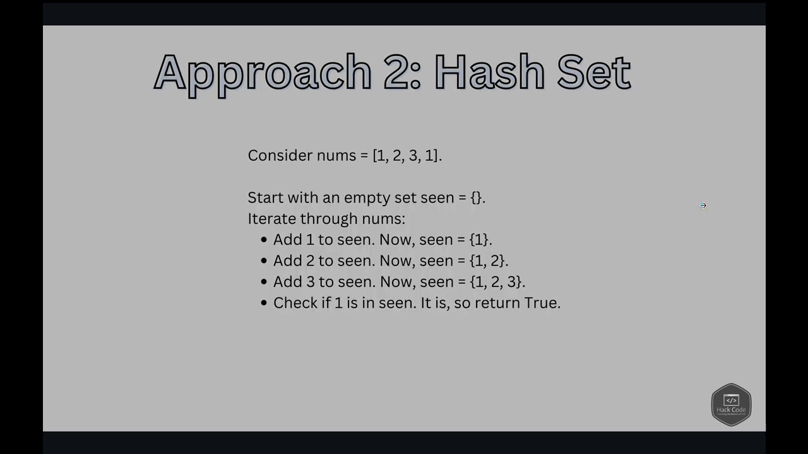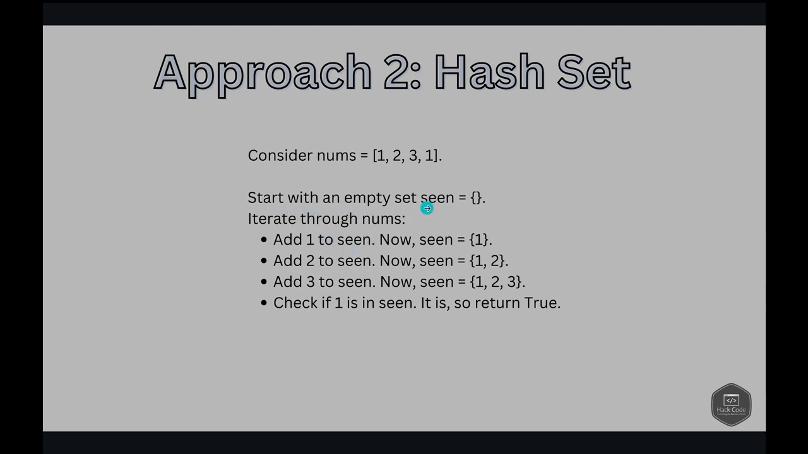Let's look into the efficient approach, using a hash set. This approach involves iterating through the array and storing the elements in the hash set as we go. If we try to add an element that's already present in the set, we know that we have found a duplicate. That's how the approach works here. Let's walk through the example.